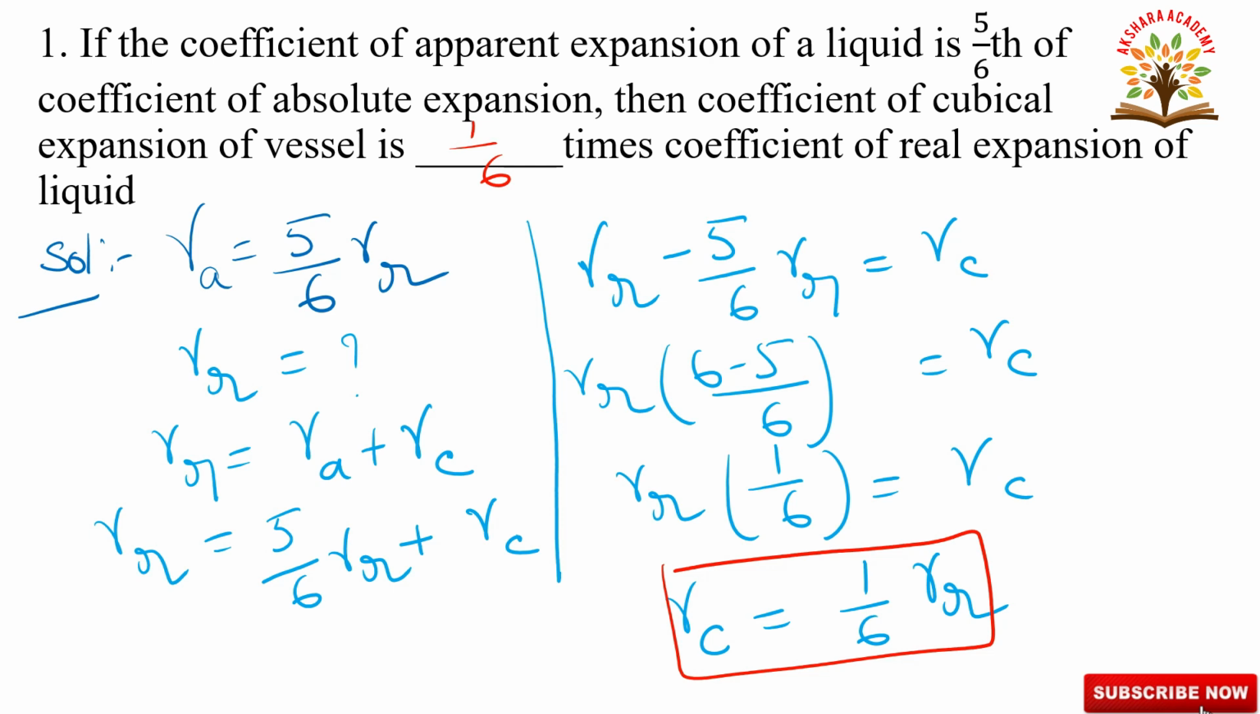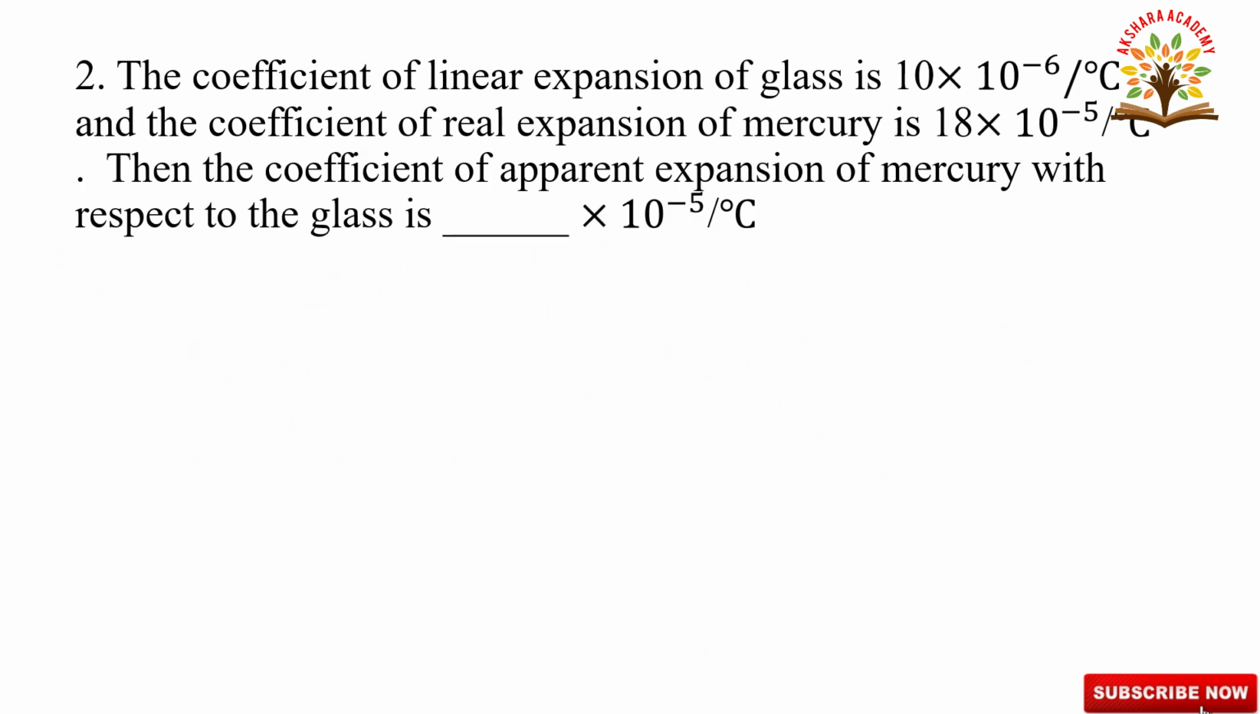Go to the next one. The coefficient of linear expansion of glass is 10 into 10 to the power of minus 6 per degree centigrade, and the coefficient of real expansion of mercury is 18 into 10 to the power of minus 5 per degree centigrade. Then the coefficient of apparent expansion of mercury with respect to glass is dash into 10 to the power of minus 5. We have to find out coefficient of apparent expansion of mercury with respect to glass.